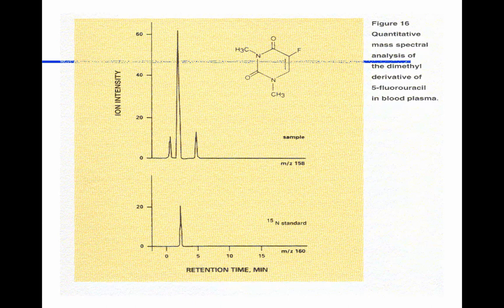So my mass spectrometer goes along in real time. This part of the mass spectrometer is measuring 158. This part's measuring 160. And oops, there's nothing here. So if we know this is a certain number of grams or parts per million or parts per billion, and this area is 10 times bigger, we know I have 10 times more of this compound.